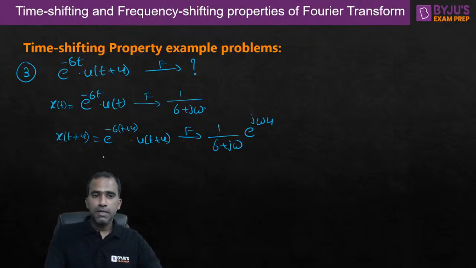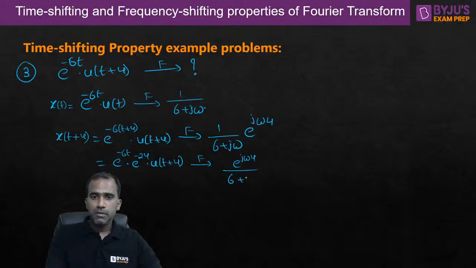Right. Now let us do some adjustment here. So shall we write this as e power minus 6t into e power 6 into 4, which is 24, minus 24, into u of t plus 4. Fourier transform is e power j 4 omega divided by 6 plus j omega. See this one? We want only e power minus 6t into u of t plus 4. So what we can do is, let us divide both sides with e power minus 24. Can we do that? Yes.